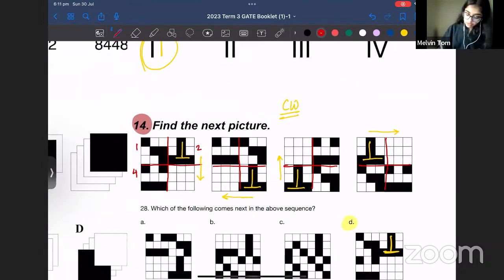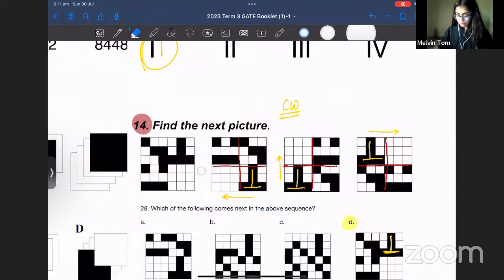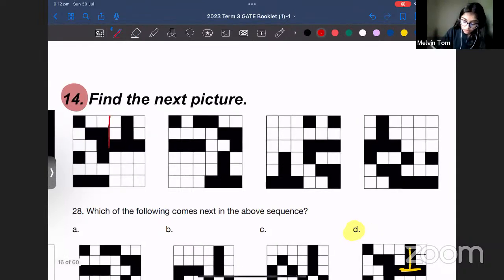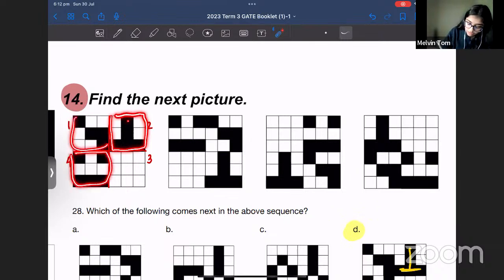This is my favorite one because it's very easy. Okay. So for question number 14, what I want you to do ASAP for each image is to draw a quadrant. Split it into 4 boxes. This is first 1, 2, 3, and 4. Once you split it into 4 quadrants, you'll soon see that there is an image in each of these boxes. That's 1, 2, and 3.